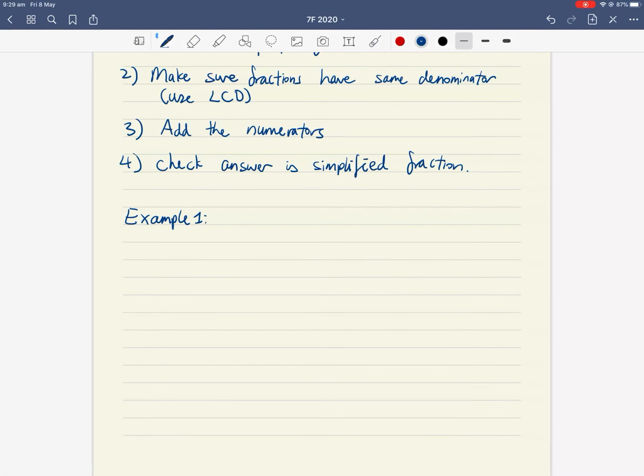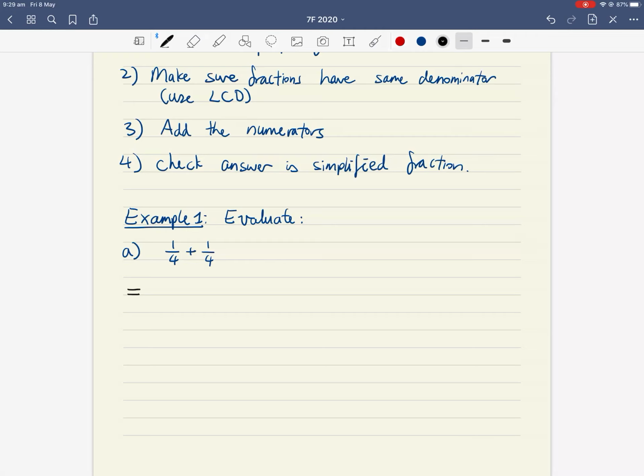So let's do a few examples. Example 1. The doing word, the verb, is to evaluate, so to work out. Well, we're going to work out what is 1/4 plus 1/4. That's pretty straightforward. So next line you would go equals. So you're checking, okay, are these mixed numbers? Do I have to do any conversions? No, that's fine. Step 2, do my fractions have the same denominator?